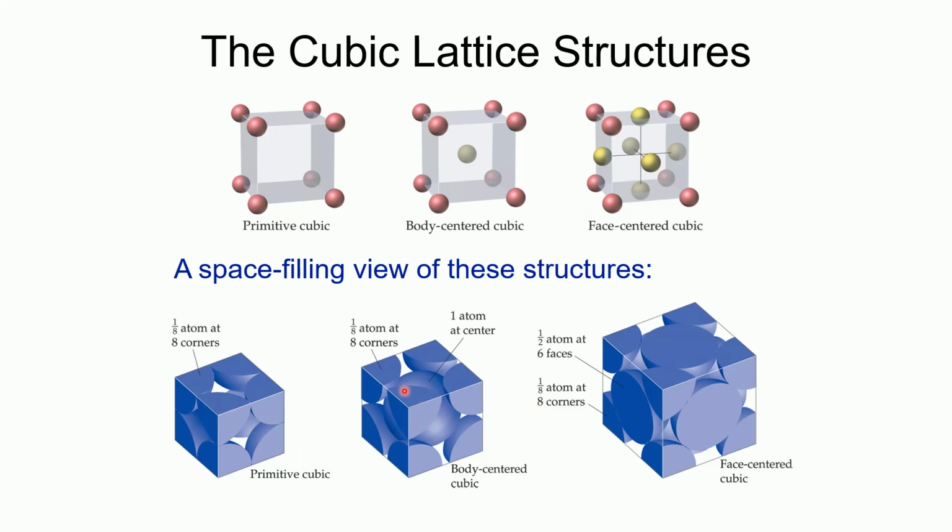With body-centered cubic, we've got one atom that is in the middle, and then we've got 1/8 that is at each of the 8 corners, and so there's 2 atoms within that cell. For face-centered, you'll see that we've got 1/8 of an atom at each of the corners, and we've got half of an atom at each face. And since there's 6 faces, 6 times 1/2 is 3, plus the 1 from the corners, that gives us 4 atoms within a face-centered cubic.